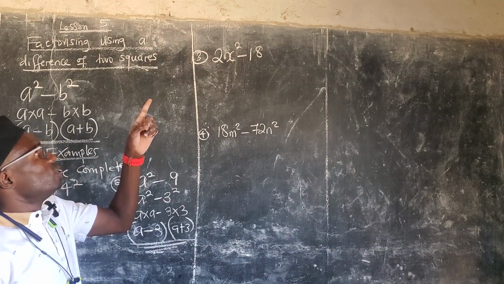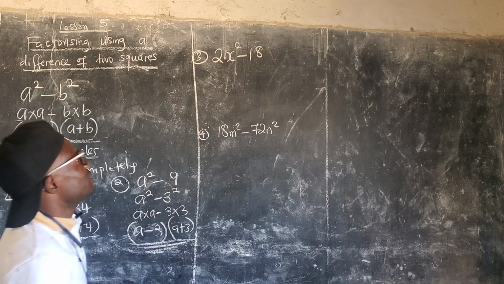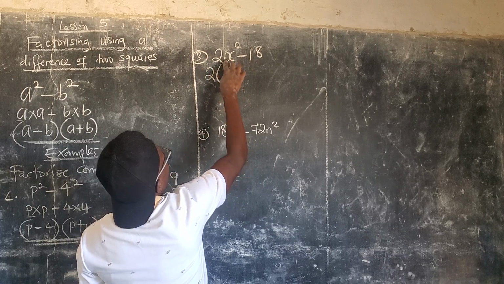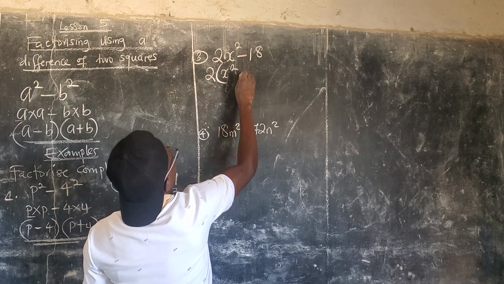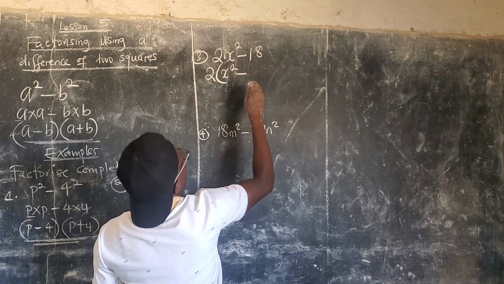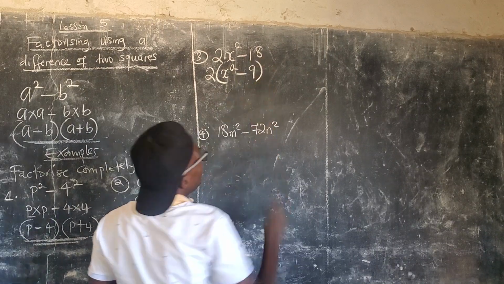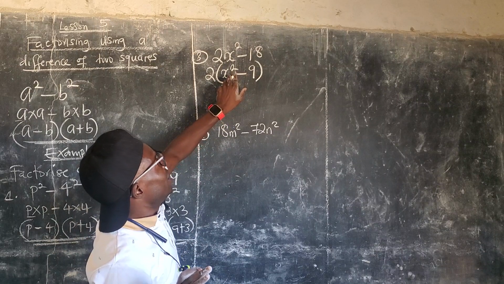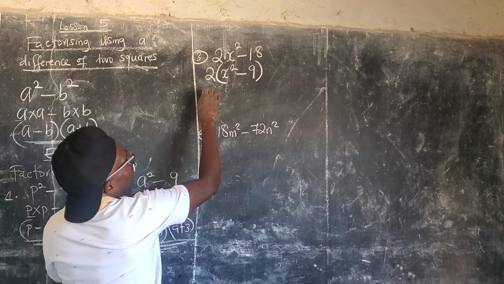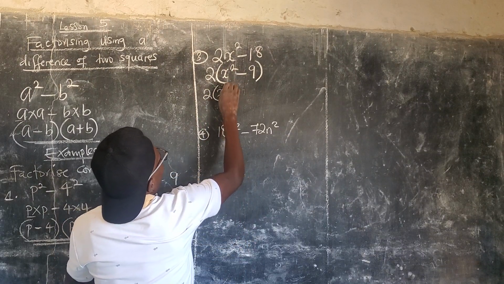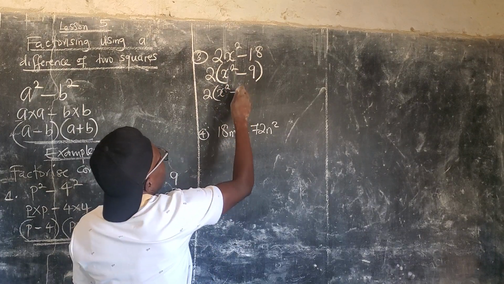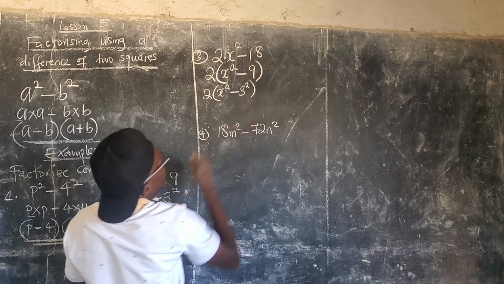So what do we do? We're going to look at what is common there. First thing, 2 is common. So we're going to have 2 open bracket. 2 into 2x squared is x squared. Minus 2 into 18 is 9. We have not factorized this completely. Why? Because there is still x raised to the power 2. So again we proceed: 2 open bracket x squared minus what number can I square to give me 9? It's 3 squared, like that.